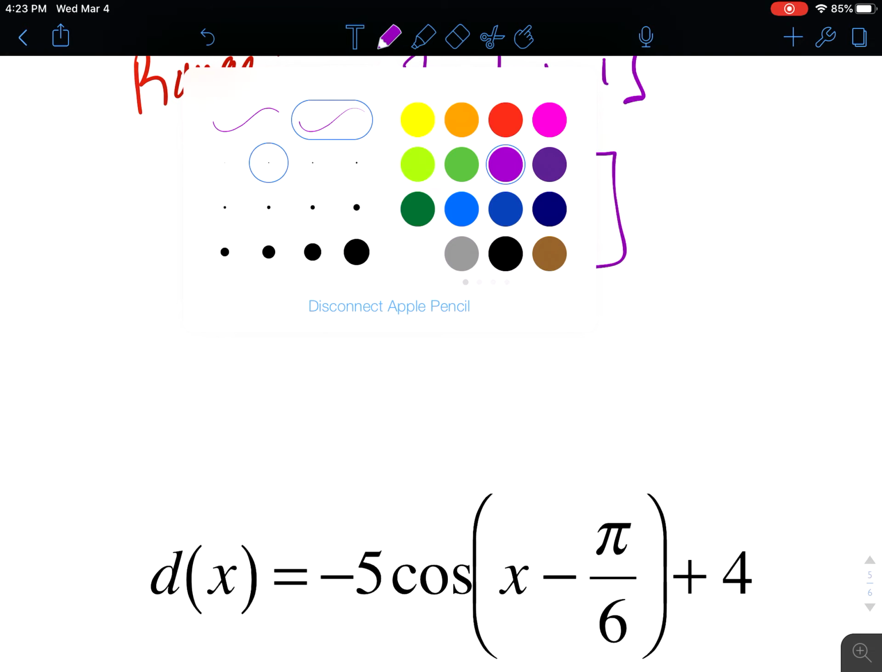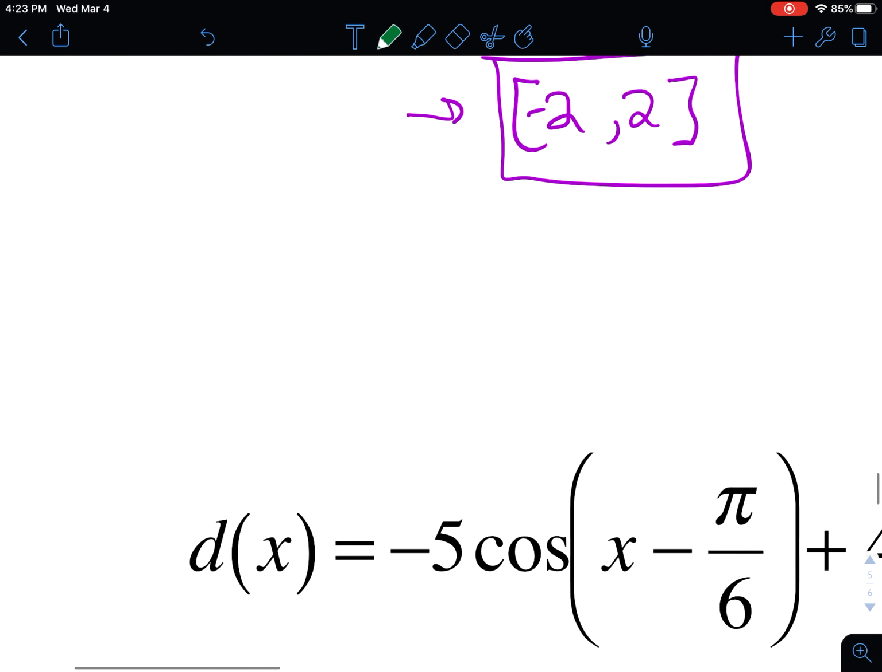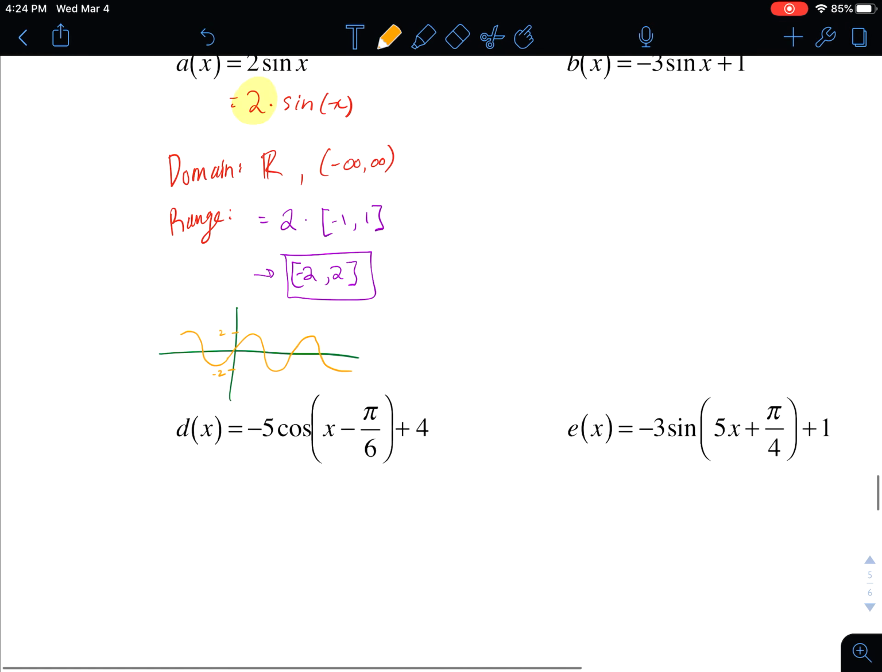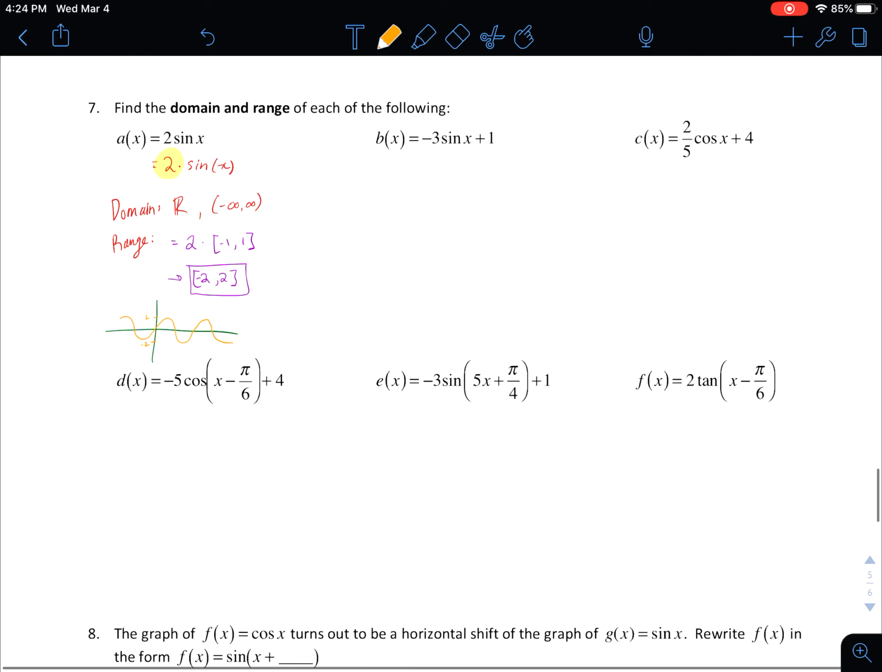If you want to think about it graphically, you absolutely can. Here, we would expect our graph to be essentially the same as the graph of sine, except instead of going from negative 1 to 1, this one would go from negative 2 to 2.